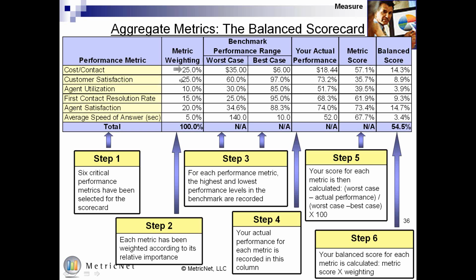But I'll be the first to admit that these weightings are a subjective call. You can put any metrics you want in your scorecard. You can weight them any way you want as long as the weights add up to 100%. You don't have to follow this formula, but this is a pretty good starting point.